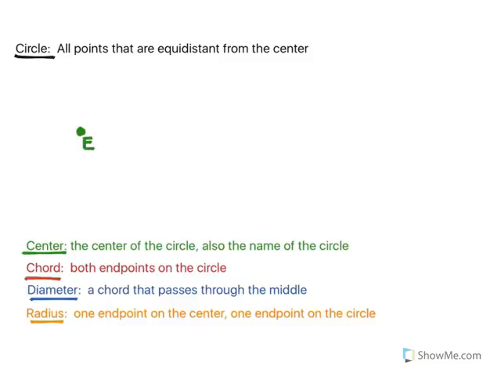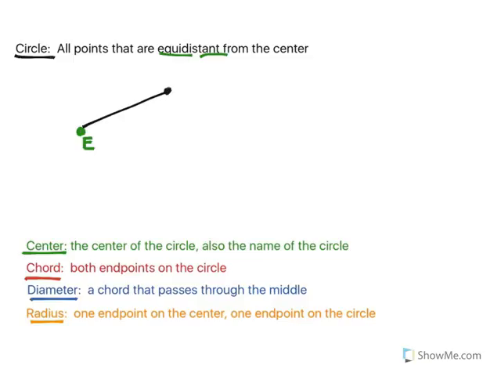Today we learned about circles. The definition of a circle is all points that are equidistant from the center. So let's say we wanted to draw something in which all points are equidistant from the center.